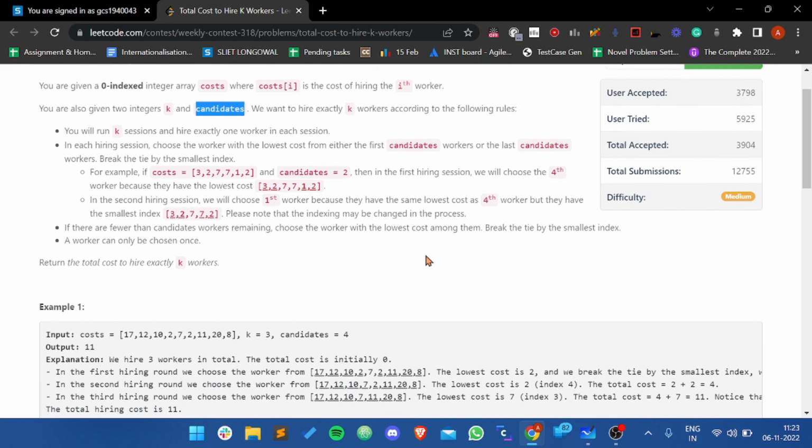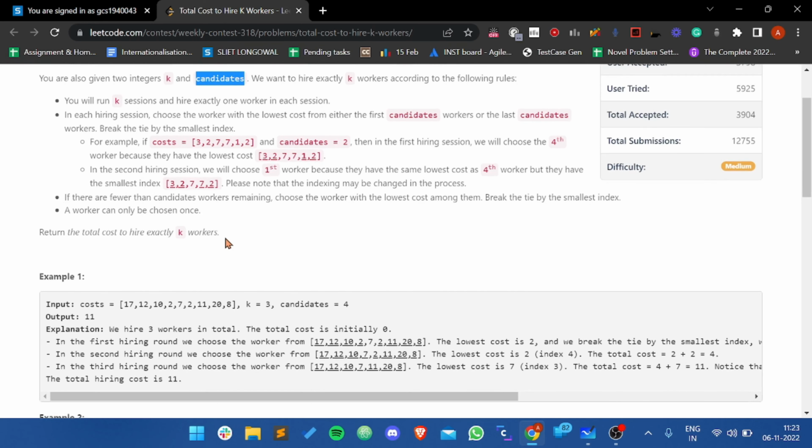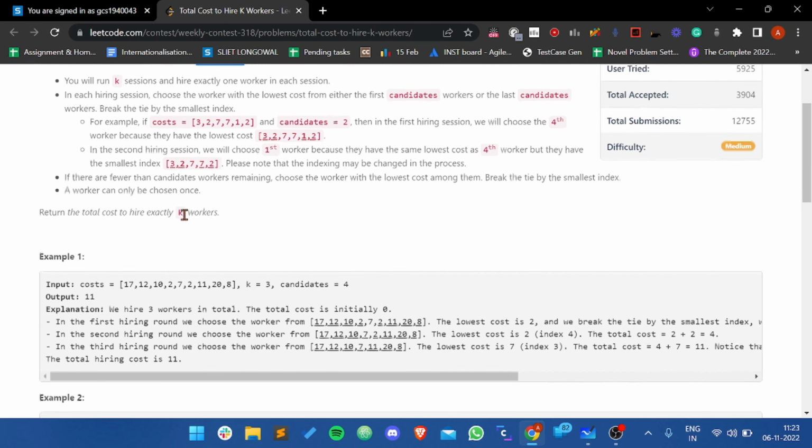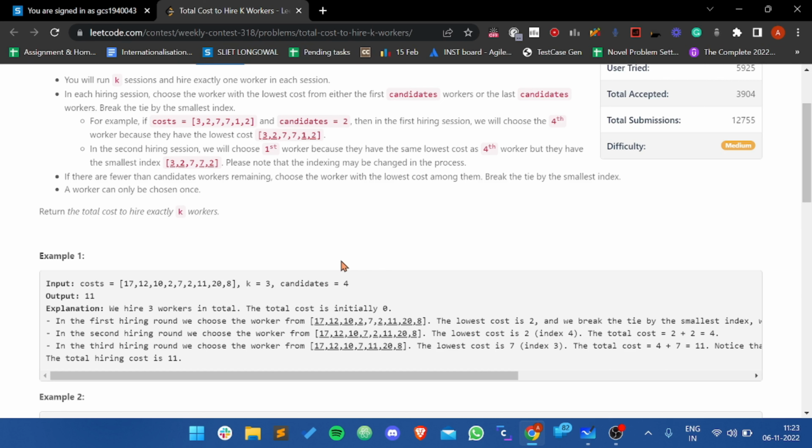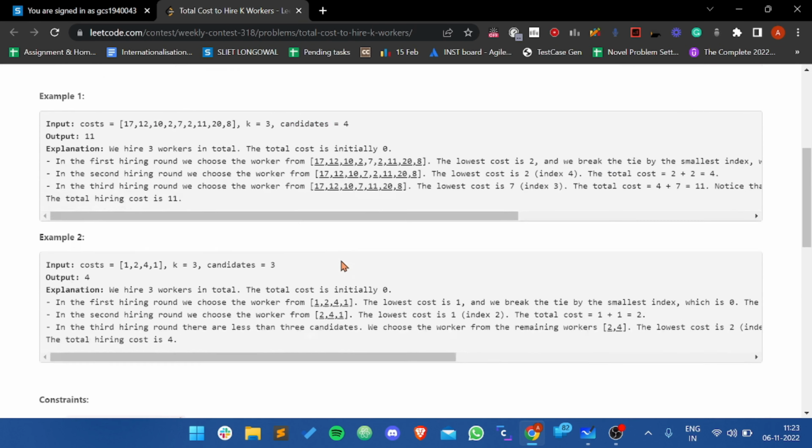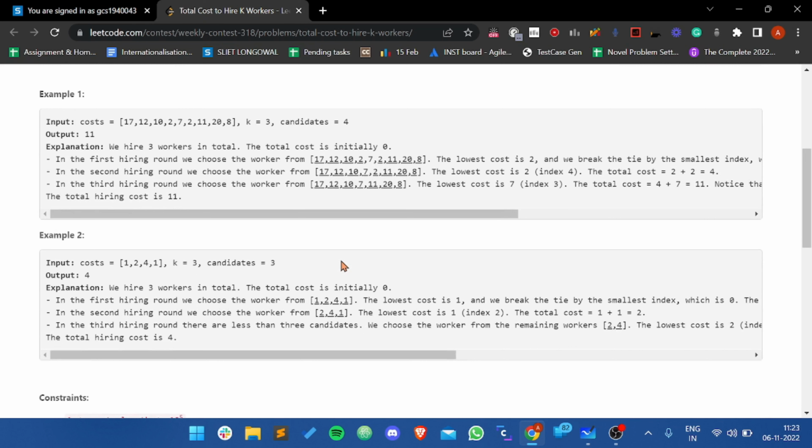Okay, so if a worker is hired, he will not participate in the further process for the next rounds. So we have to choose a worker only once. Now we have to return the cost of hiring exactly K workers. So what will be the cost to hire exactly K workers? So let's move to the sample cases and understand how we are going to solve this.